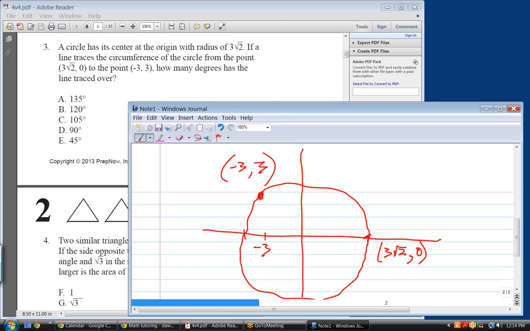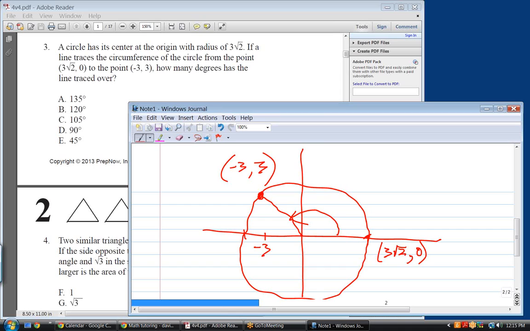Okay? So they're saying, what is that angle? Well, let's say you can't figure that out. And you had to guess. What would you guess? Let's talk about making an educated guess. I'm going to show you how to figure it out, but I want you to be able to make an educated guess when you need to.